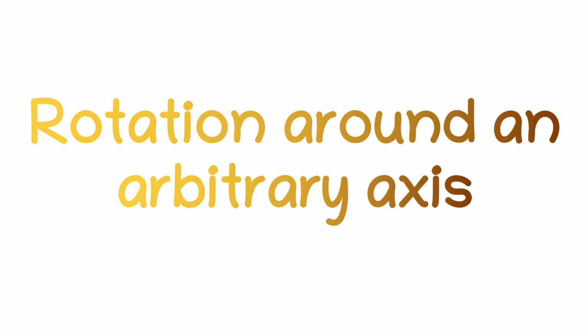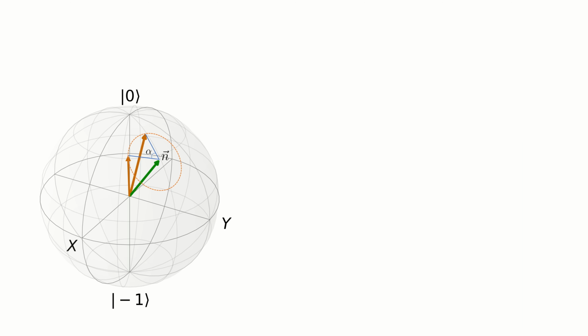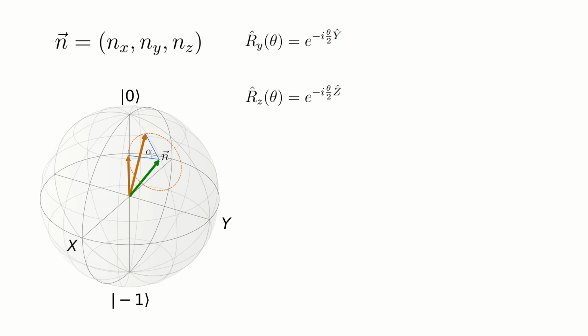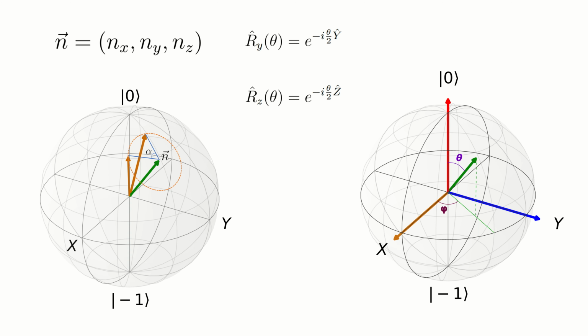Rotation around an arbitrary axis on the Bloch sphere. In this video, we will construct an operator which rotates a Bloch vector around an axis defined by a unit vector n on the Bloch sphere. To do that, we will use rotation operators Ry and Rz. The operator we will design will rotate the Bloch vector of a quantum state by angle alpha around the axis n. The rotation axis is defined in spherical coordinates with angles theta and phi.